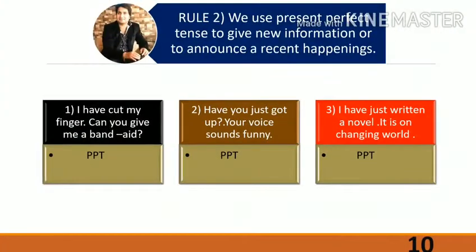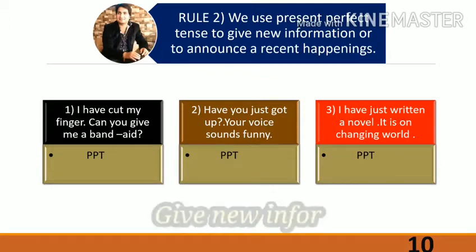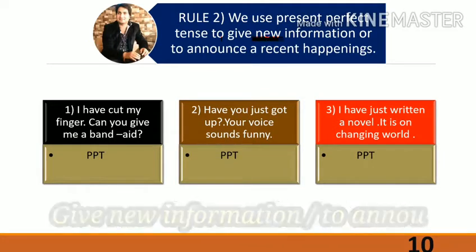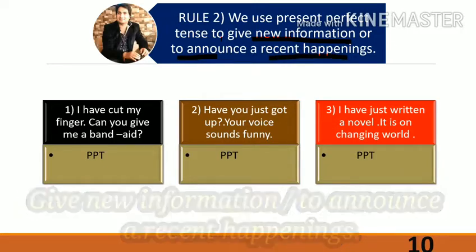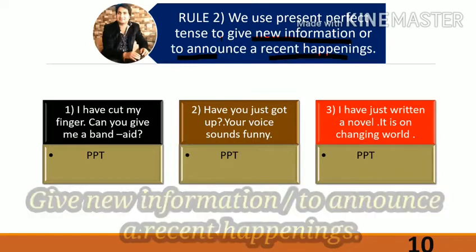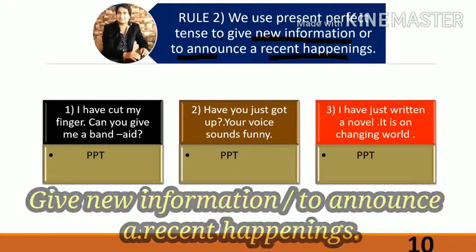Now students, let's talk about the second rule. We use present perfect tense to give new information, that is, to announce a recent happening. Whenever we want to announce something to anybody, or give information to someone, such as our result has been declared, at that time it is present perfect tense.